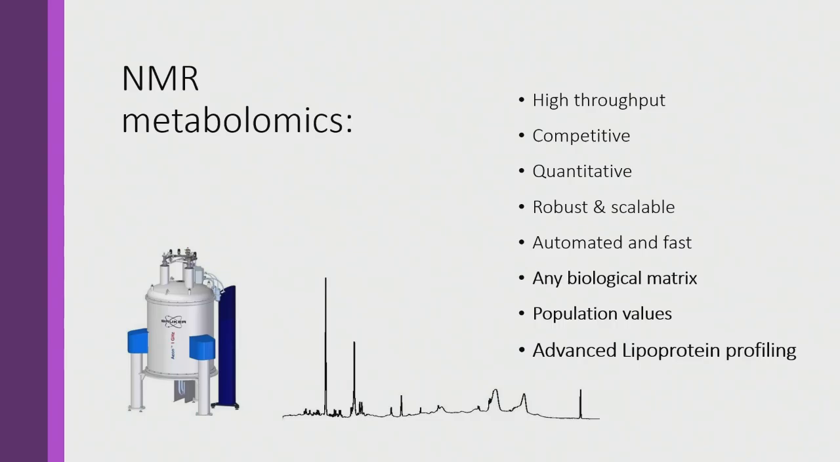It's automated, fast. You can analyze any biological matrix. In fact, I would like to share that we have received a sample of bone marrow from an elephant, and that is very interesting also to know. But in the human cardiometabolic context, we usually work with plasma or serum. We can establish population values, and that is very important to identify if an individual is behaving very far from the normal of the population.